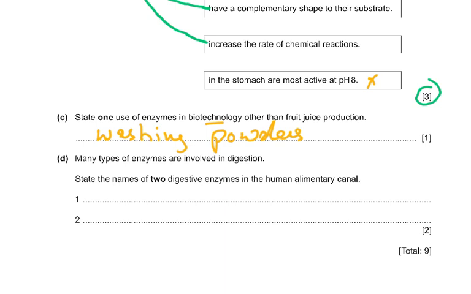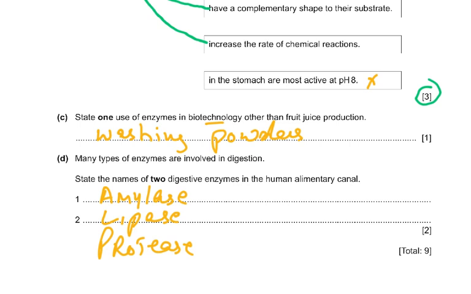Then coming to part D of the question, it says many types of enzymes are involved in digestion. State the names of two digestive enzymes in the human alimentary canal. Now that was very easy. I'm sure you could have done any of them. So you could have said amylase, you could have said lipase, you could have said a protease or a pepsin, because we have two proteases in the human alimentary canal, the pepsin in the stomach and the trypsin in the small intestine.